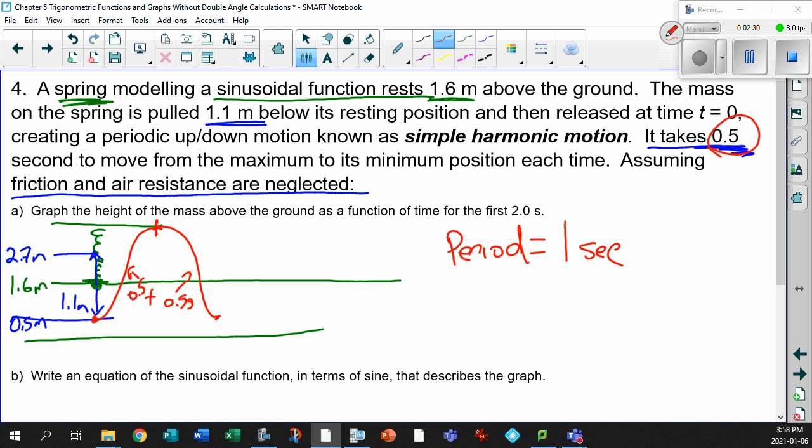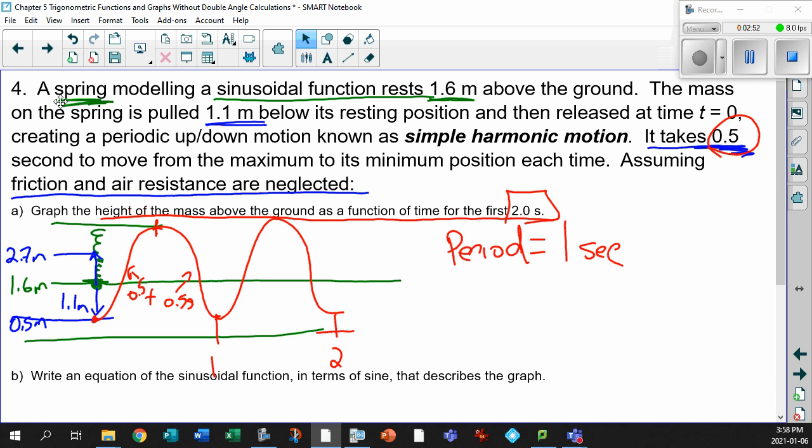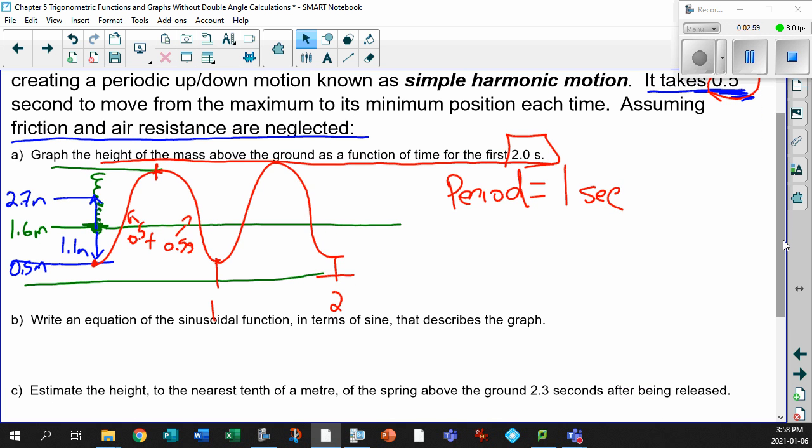Oh, how lovely. Oh, look at all this. I haven't even finished reading the question. It says graph the height of the mass above the ground as a function of time for the first 2 seconds. Oh, okay. So there's your period of 1 second, and just go out and write it out again. There it is, 2 seconds. There's your first graph. Now it says write an equation of the sinusoidal function in terms of sine. Oh, man. Okay, real easy. Really, really easy to do. Let me show you how.